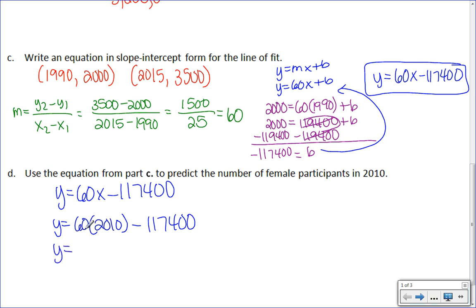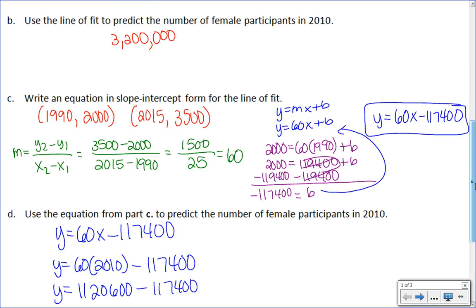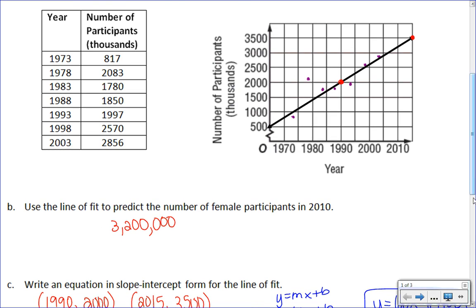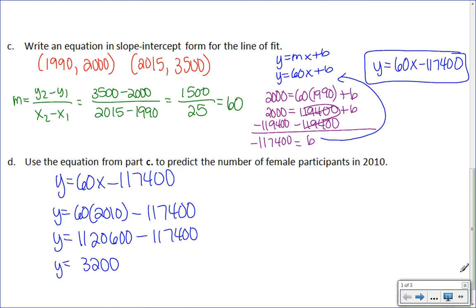Okay, so let's go ahead and multiply these. 60 times 2010. And then we'll subtract. And we actually get the exact same number that we had predicted from our line. And by the way, remember that this is in thousands, so we would still need to add those extra zeros for our actual answer. So we get the exact same number.